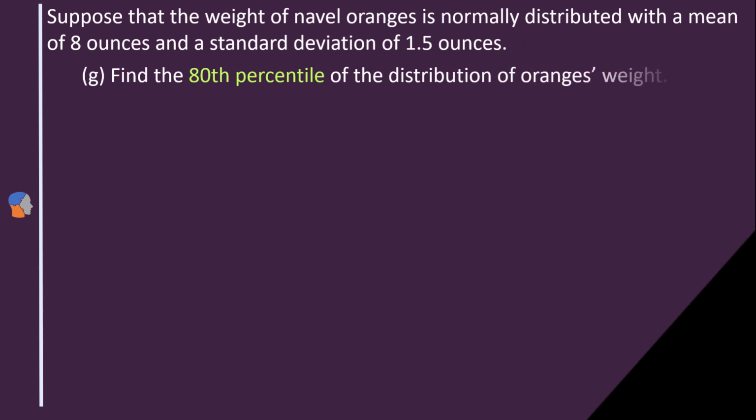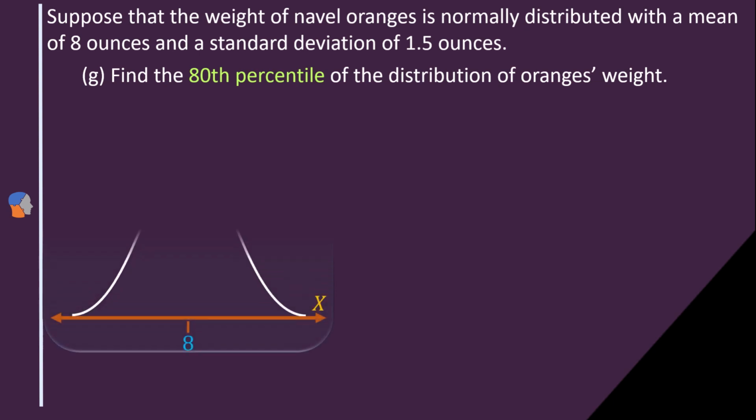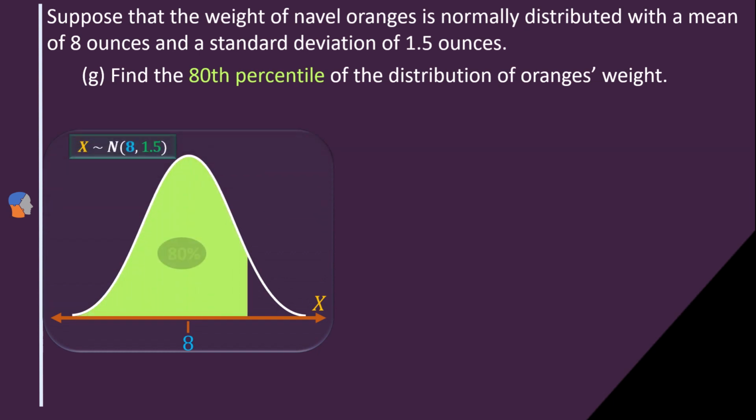First one, find the 80th percentile of the distribution of orange weight. This problem asks you to find the x value from a probability. Find the x value that has 80% of the area from the left corner. The x value on the x-axis is named as P80. Then we need to find the P80.